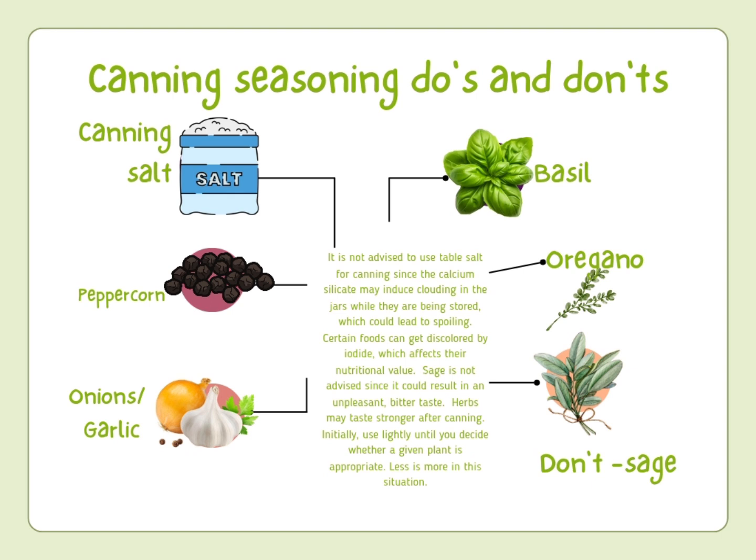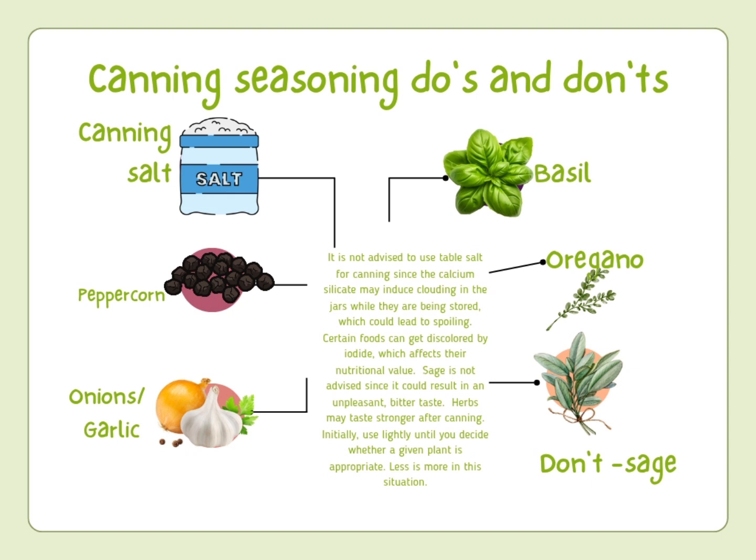Basil is a good herb that you can use. You can use peppercorns. Some people use a little bit of ground pepper, oregano. You can also use onion powder and garlic powder. One thing I would never use is sage. It's not that it'll make it spoil, but sage can result in an unpleasant or bitter taste over time with your canned goods.